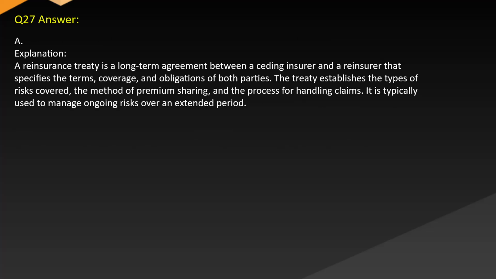Answer A. Explanation. A reinsurance treaty is a long-term agreement between a ceding insurer and a reinsurer that specifies the terms, coverage, and obligations of both parties. The treaty establishes the types of risks covered, the method of premium sharing, and the process for handling claims. It is typically used to manage ongoing risks over an extended period.